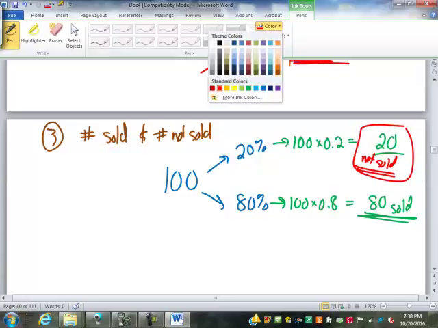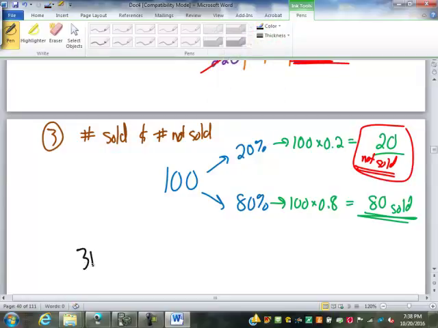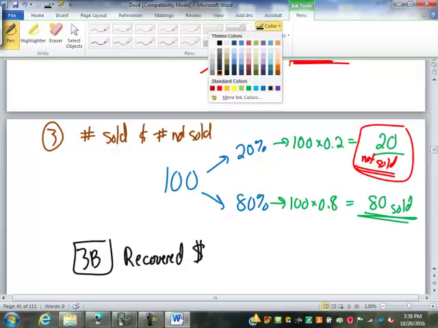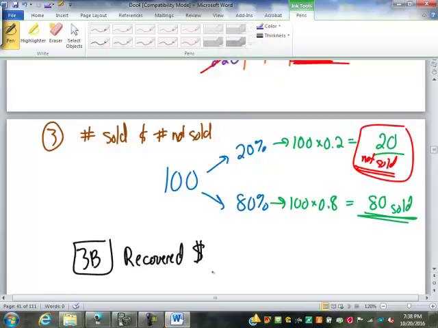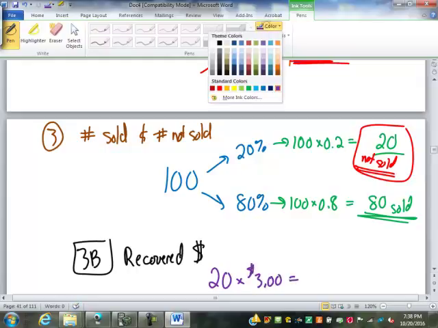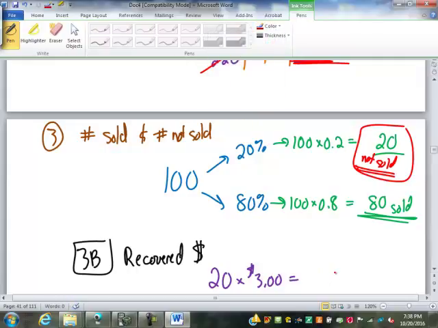So we're adding in a step here. I'm going to call it step 3B, which is the recovered dollar amount. And that is our number not sold, 20 times that recovered amount, that clearance amount, which is $3 each, which is going to give us $60 recovered.